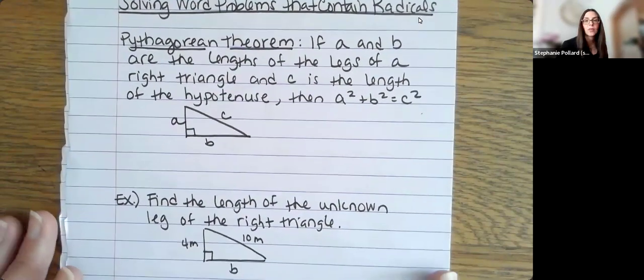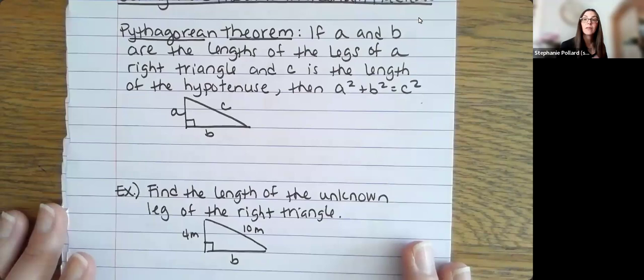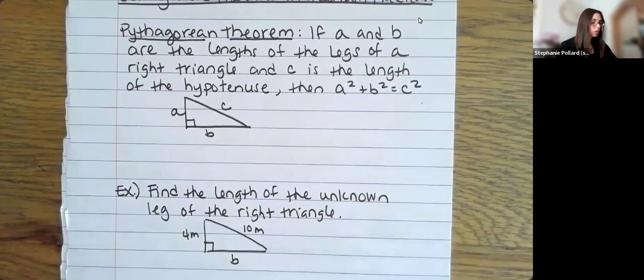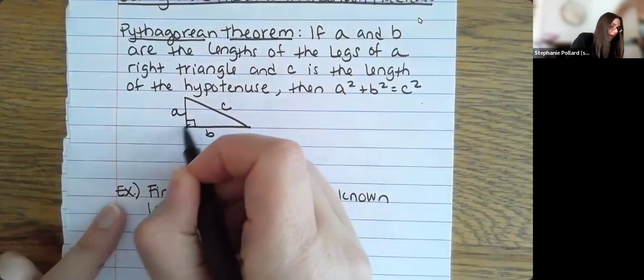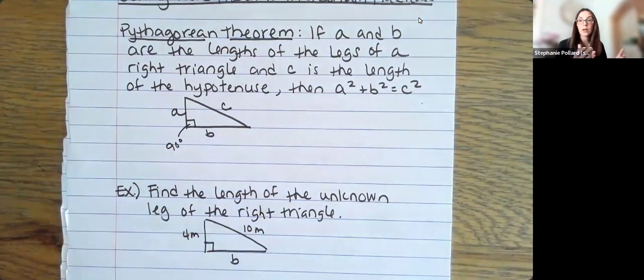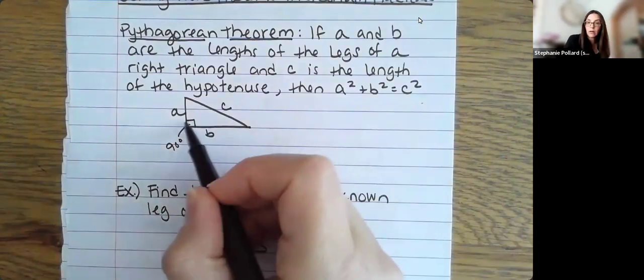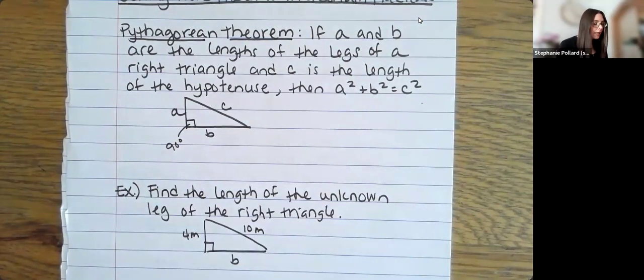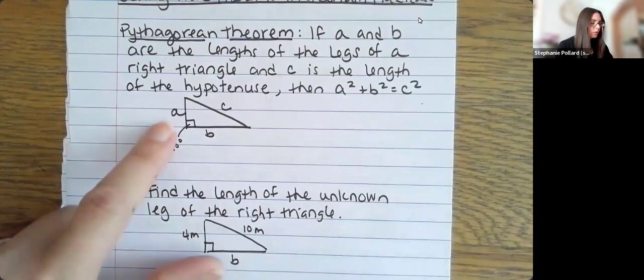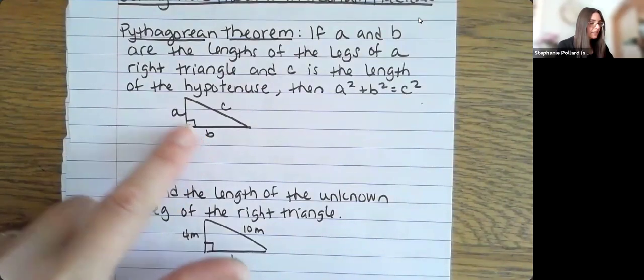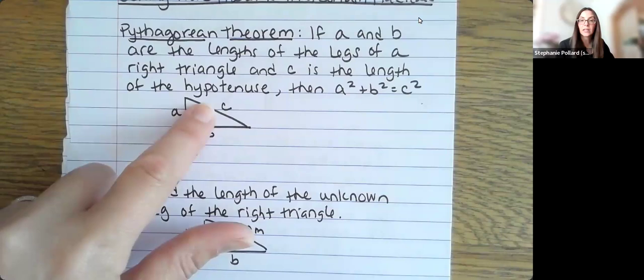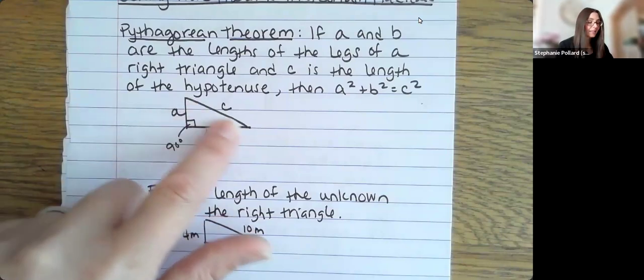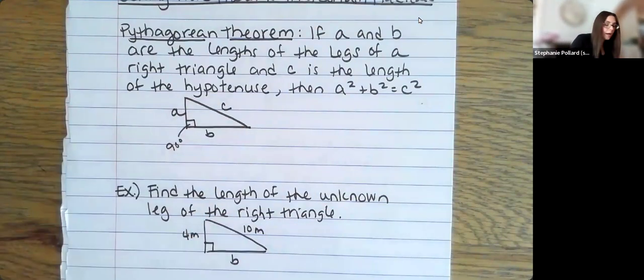As a reminder, the Pythagorean theorem is valid when you have a right triangle. That means your triangle has a 90-degree angle for one of the corners, and we typically show that with a little square in that corner. On that triangle, you have two legs, A and B, and the side across from that 90 degrees is usually labeled C and is called your hypotenuse.